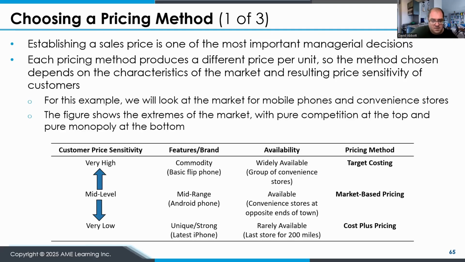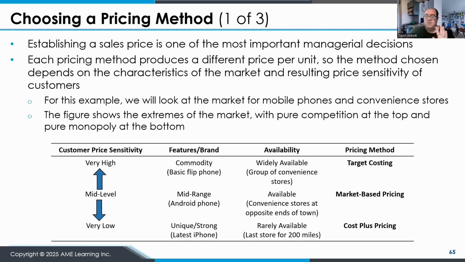So we see this figure below, and it shows us the extremes of the market with pure competition at the top and a pure monopoly at the bottom. If you think about a business just selling a basic flip phone, those are going to be widely available, maybe at a convenience store. Someone needs a phone, they go in there and just get a prepaid flip phone. They don't care about all these other crazy things that it can do. So then target costing would be good.